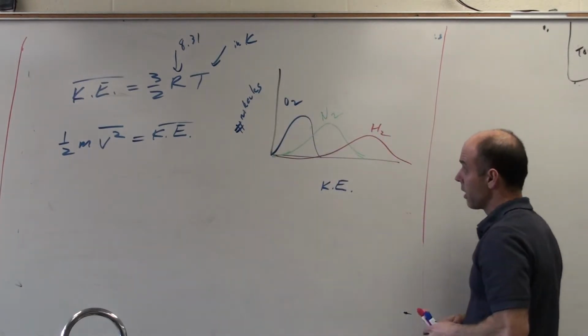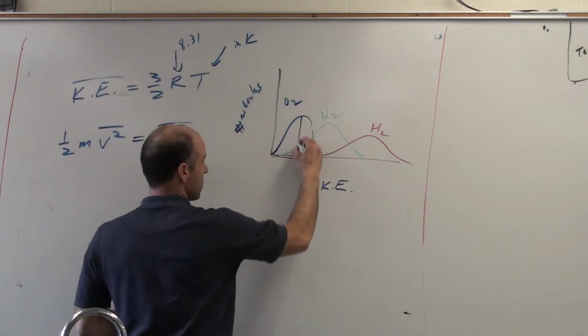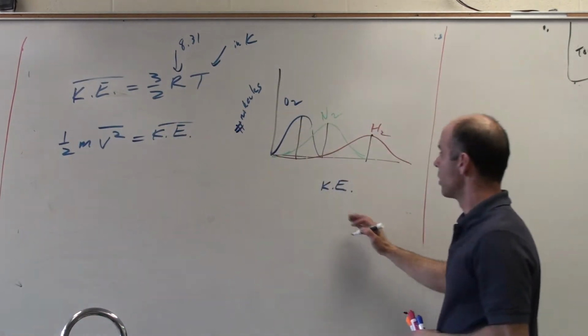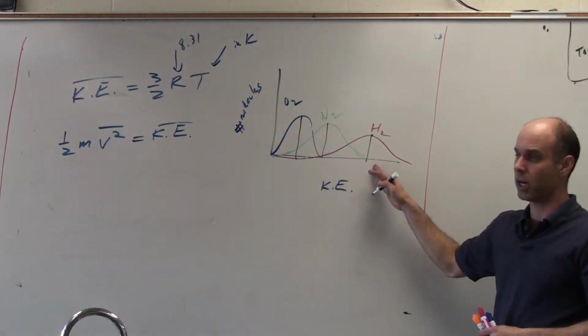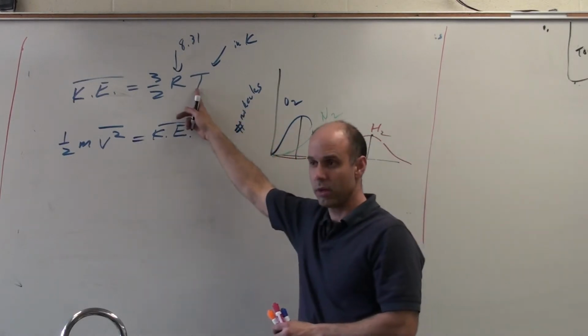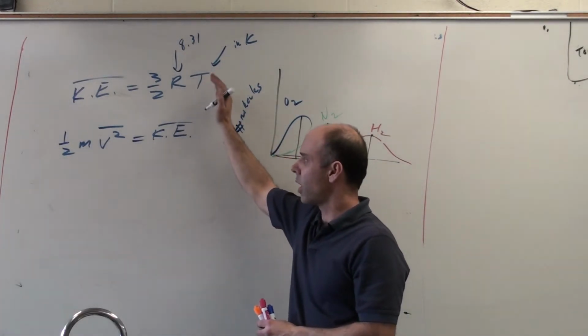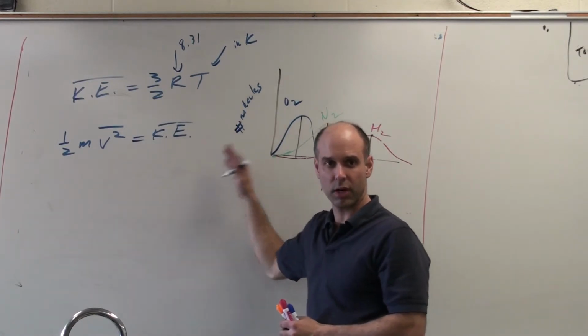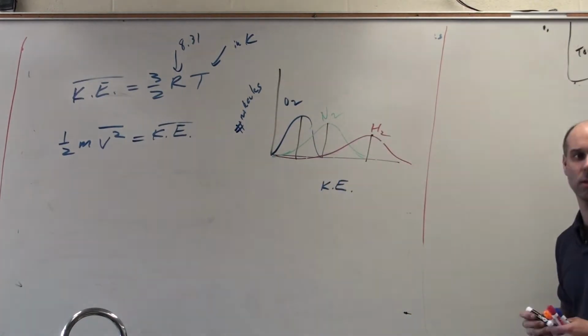So here's my average for the oxygen, here's my average for the nitrogen, here's my average for the hydrogen. Which one's got the highest average kinetic energy? The hydrogen. So who's gonna have the greatest temperature? The hydrogen. Okay. So they're not gonna ask you to manipulate this equation. They're gonna ask you something like I just said, who's got the highest temperature?